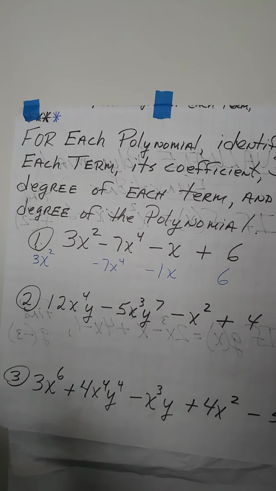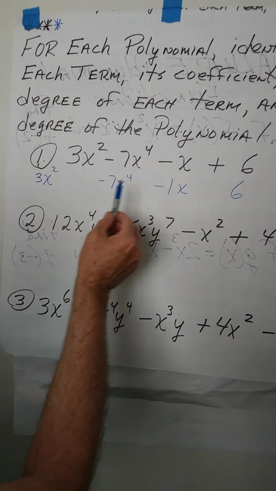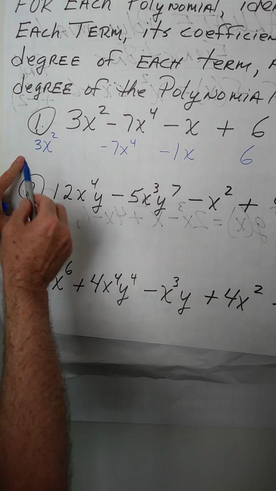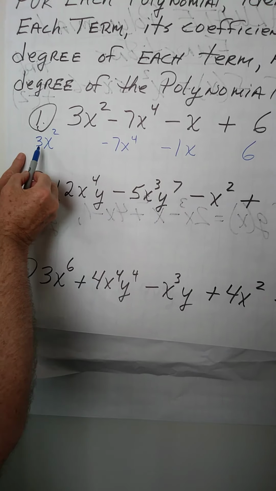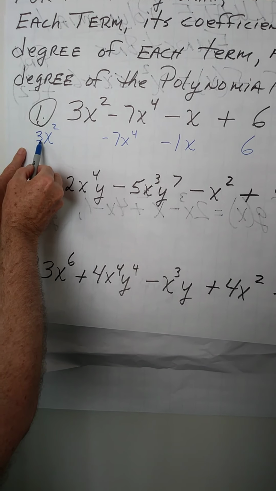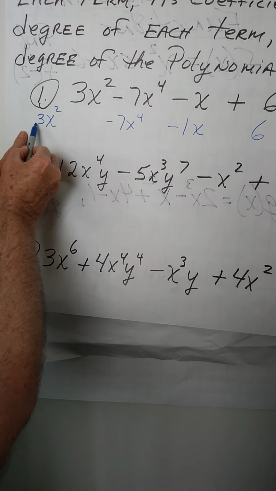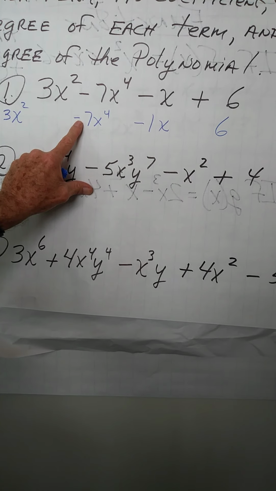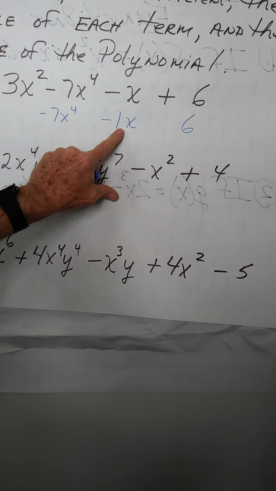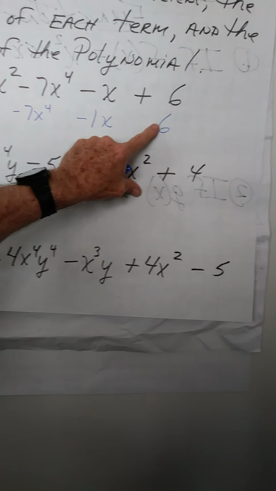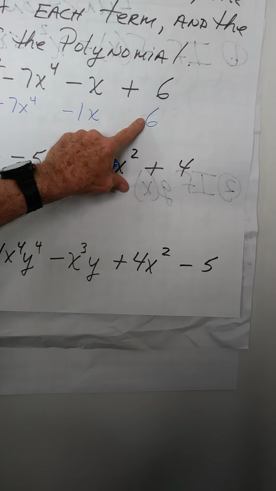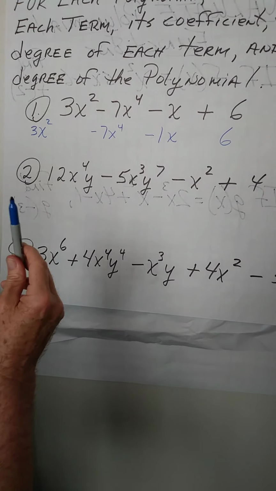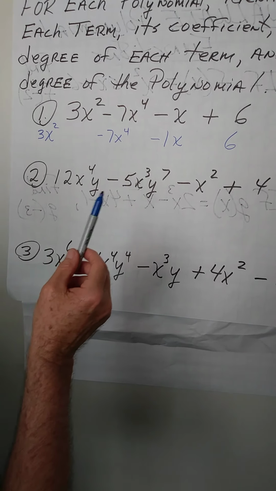I did. Secondly, identify their coefficients. Now this time around, I'm not going to write down the coefficients, I'm just going to speak them. The coefficient of the first term, 3x squared, positive 3. The coefficient of the second term, negative 7. The coefficient of the third term, negative 1. The coefficient of the fourth term, positive 6. So those are the coefficients. I felt I could just do that because we should already be well versed in coefficients.